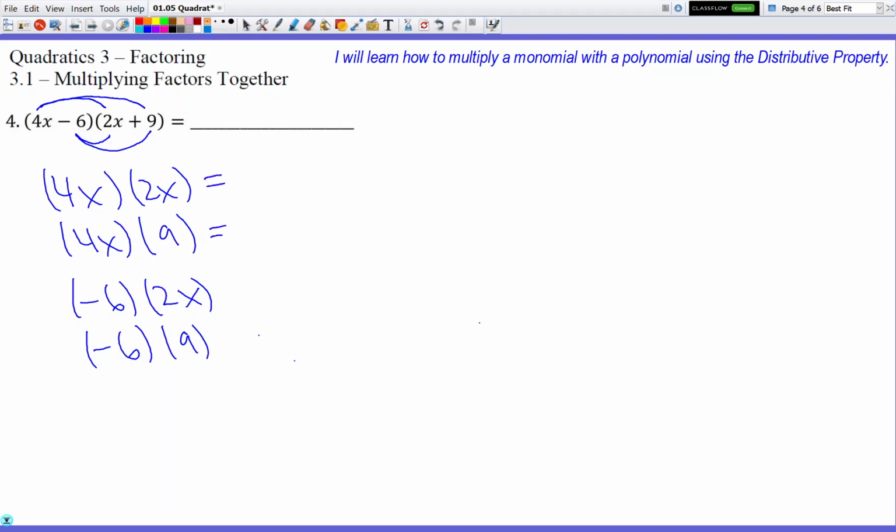Okay, so we're going to do sign, number, letter with power for everybody. So sign for the first guy, positive. Sign for the second guy, positive. Sign for the third guy, negative. Sign for the fourth one, negative. Okay, now number: 4 and 2, that's 8. 4 and 9, that's 36. 6 and 2. Like I said in the previous problem, notice how I didn't say -6 and 2. I don't care about the negative. I already know my answer is negative. So I'm just going to look at 6 and 2, so that makes 12. Okay, then last one, 6 times 9. Okay, 54. I don't care that's a -6. I already know my answer is -54, right? So I just look at 6 times 9.